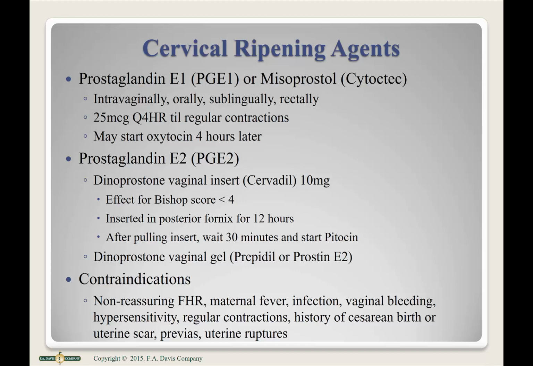If she has a history of a cesarean birth, or a uterine scar because of some sort of uterine surgery not related to a cesarean section. So maybe she had a tumor removed or a fibroid removed or something like that. If she has a placenta previa, we would not be doing these medications. Or if she has a uterine rupture, of course, we're not going to do these medications. I will tell you what a placenta previa is, and we'll talk more about uterine ruptures in a moment.